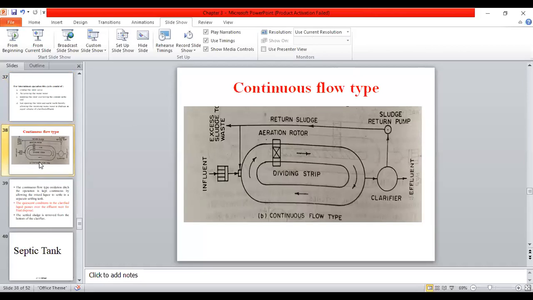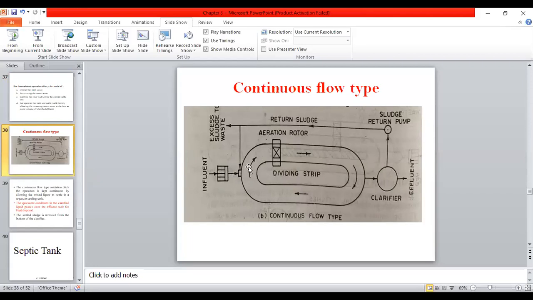In a continuous flow type, there is no need to close and open the wall. Only there is a need to arrange something else to make them settle. Means two separate tanks will be there, one is the aeration and another one is the sedimentation, that is the clarifier. This treatment process will include screening, oxidation ditch and clarifier. And I already told you that oxidation ditch is nothing but the extended aeration process or the extended activated sludge process.